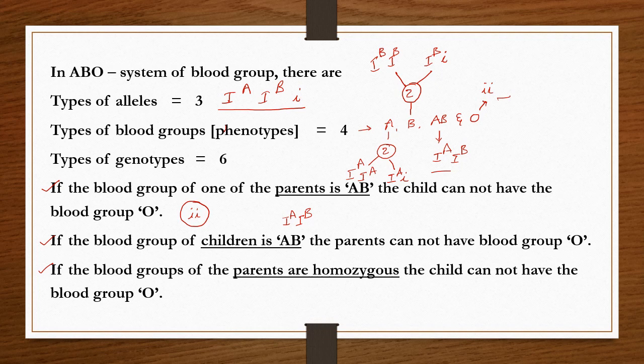Now, if the blood groups of the parents are homozygous, that means homozygous IA, which is A blood group, or homozygous IB, the child cannot have blood group O, small i small i. These three statements are very essential to find out the unknown blood groups.